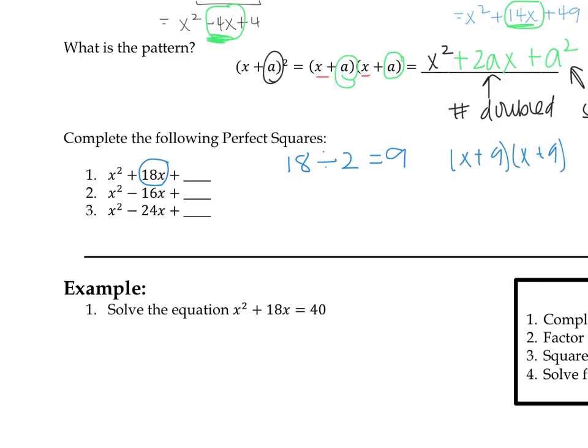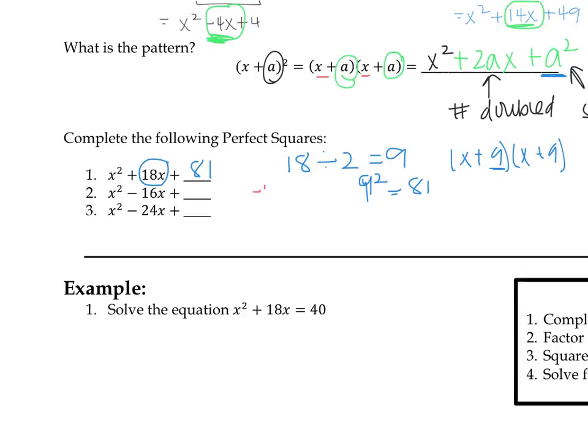Okay, well, I'm looking for that last component. I'm looking for what my a squared is. So all I need to do is take 9 and square it. Well, 9 squared is 81. So this just means 81. Okay, let's do it again for the next one.